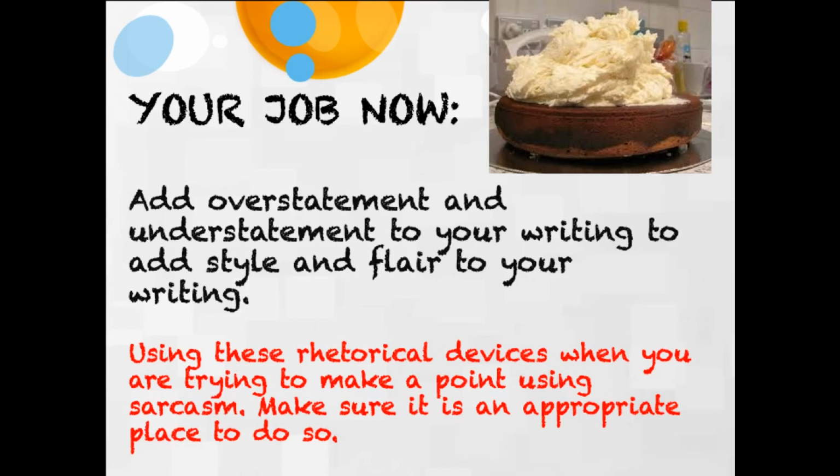Okay, your job now: add overstatement and understatement to your writing to add style and flair to your writing, but a word of caution. Make sure that when you use these rhetorical devices, you're trying to make a point using sarcasm. You have to determine if it's an appropriate place for sarcasm to be before you ever use understatement or overstatement. Second piece of advice I'm going to give you, make it really, really painfully clear to your audience that you are being sarcastic. Otherwise, if they don't get that you're being sarcastic, you might actually weaken your argument rather than strengthening it.